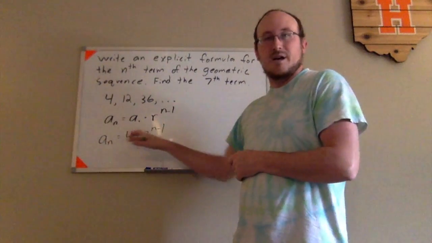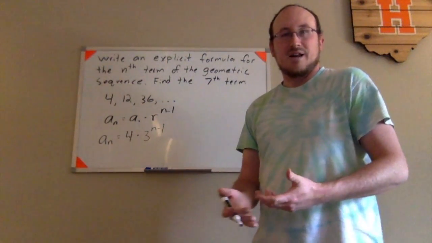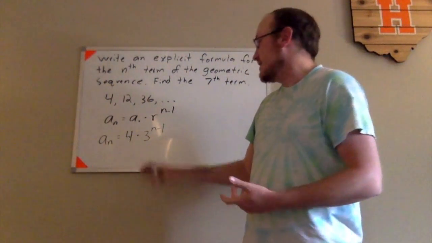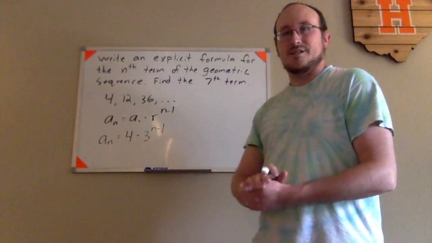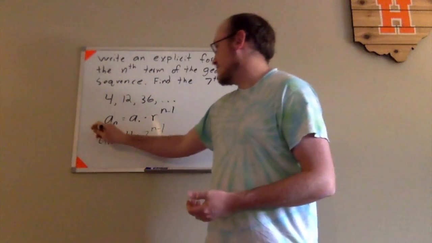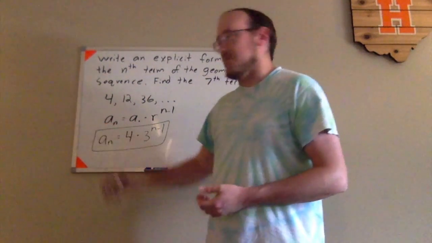Please don't go ahead and multiply the 4 and 3 together. You would be violating the order of operations if you did that. You can't do this multiplication before you've dealt with this exponent. So that actually does not simplify any further than that. That is my explicit formula for the nth term of the sequence.